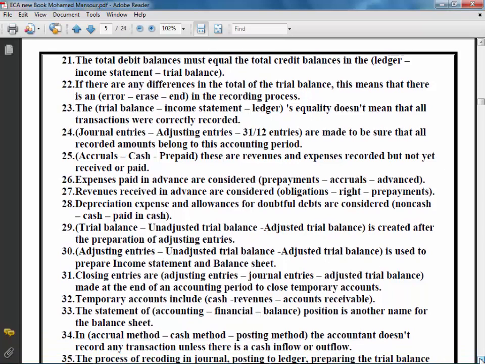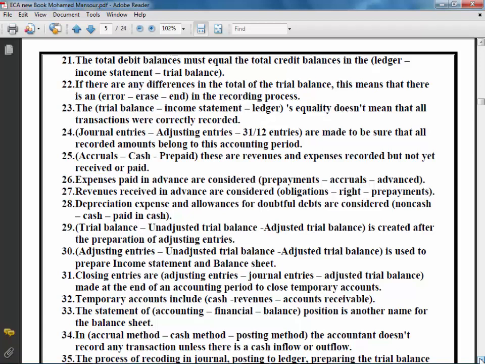Number 21. The total debit balances must equal the total credit balances in the ledger, income statement, trial balance. The answer here: we are talking about the trial balance. In the trial balance, the total debit balances must equal the total credit balances. The answer is trial balance.